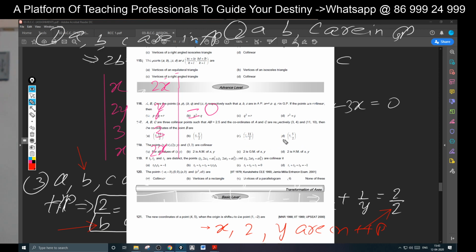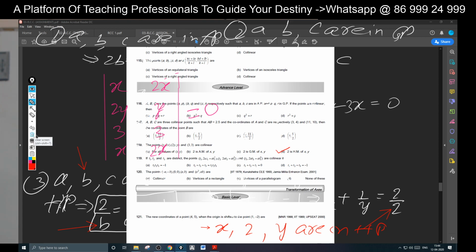Now this is not true for all values of x and y. Is 2 the AM of x and y? No, it is not the arithmetic mean. Is 2 the GM of x and y? No, it is not the geometric mean. 2 is the HM of x and y. So x, 2, y are in HP. So 2 is in between x and y. So the answer is 2 is the HM of x and y, which is the correct answer. Okay. So we have used the area of the triangle formula only to solve these problems.